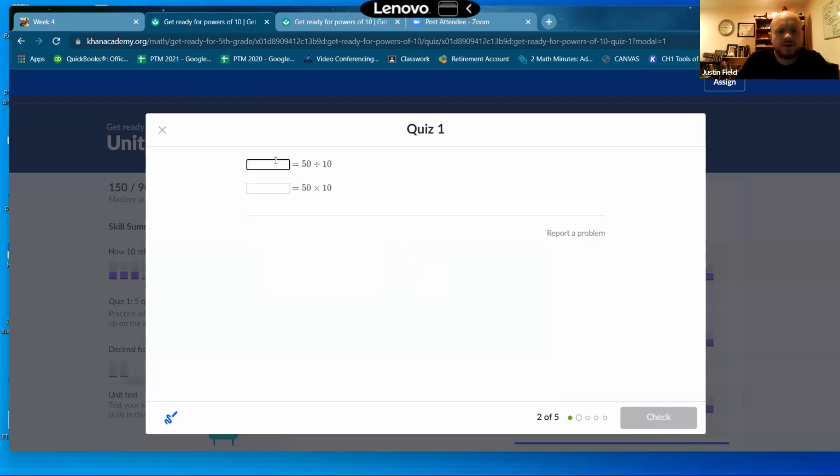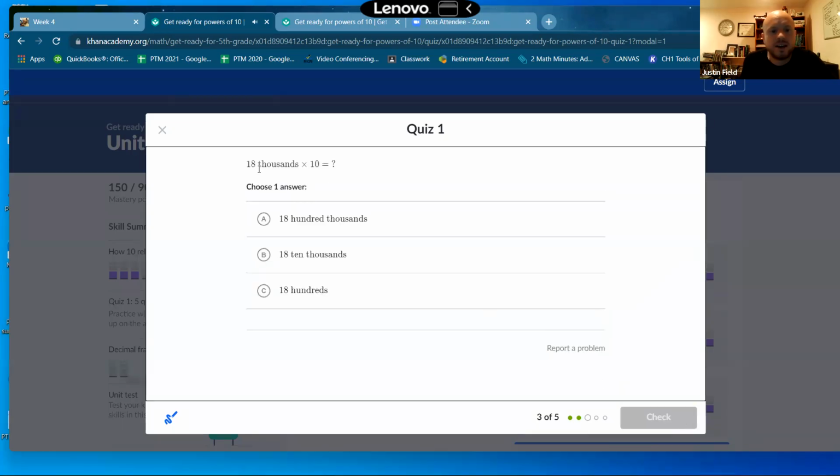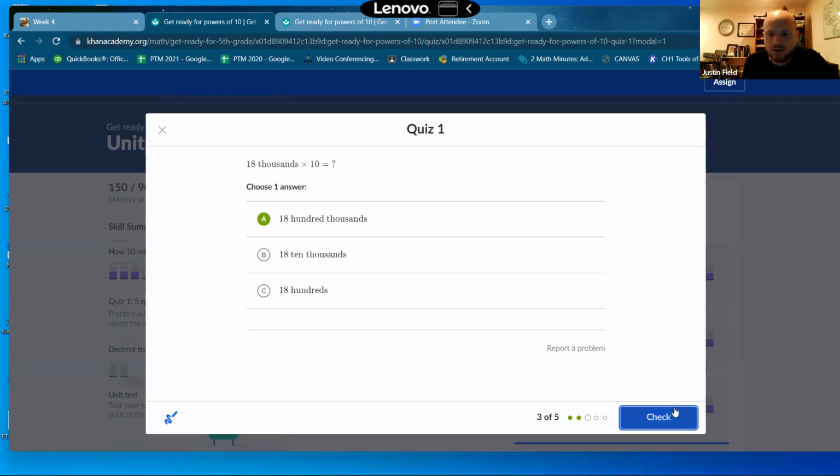50 divided by 10 is 5. You should know that. And then 50 times 10 is going to be 5 with 2 zeros. So when we divide by 10, we take away a 0. And when we multiply by 10, we add a 0. 18 thousandths times 10 would be 18 thousandths with an extra 0, right? So 18 with a 0 would be 180. So 1800 thousandths. There you go.